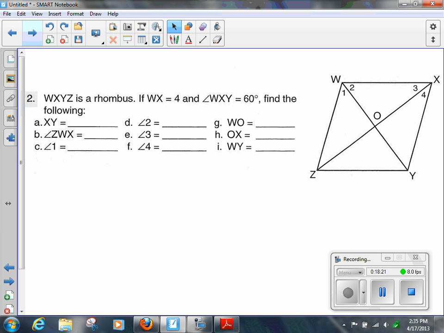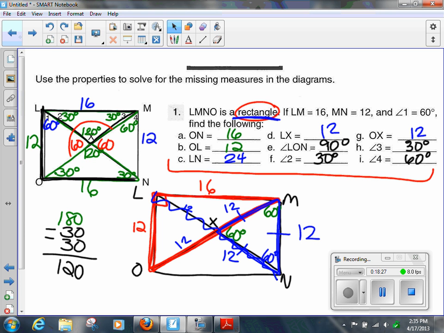Look at this next one. Yes, sir. 12. Because, see this right here? Do you see this equilateral triangle? We knew that this MN was 12. And because all of the sides of that triangle are congruent, that means that all three of those pieces are 12. And that's how I was able to go from there.